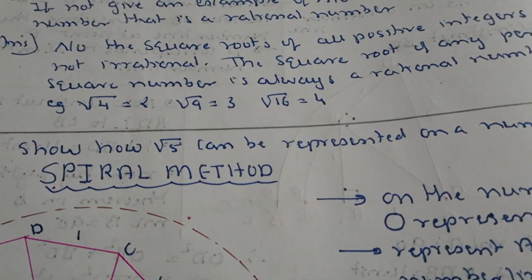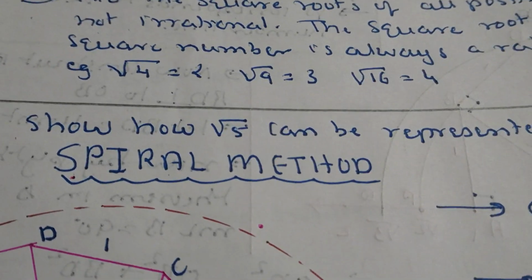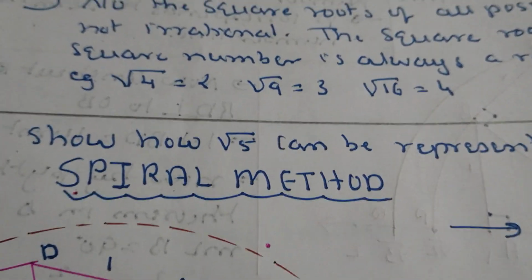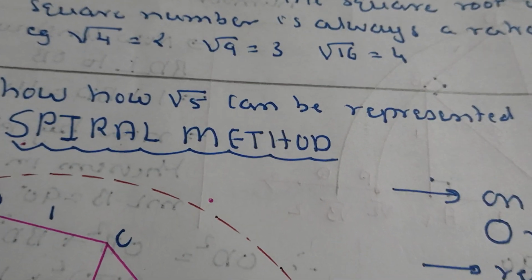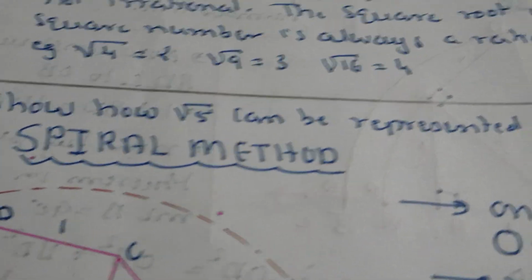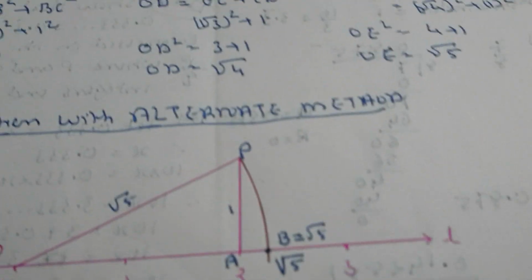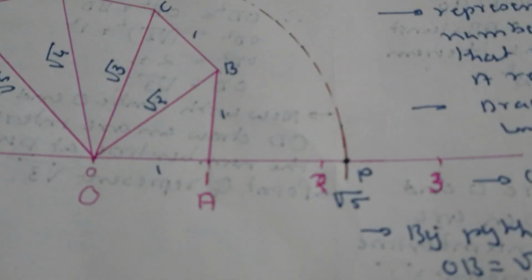Now show root 5 on a number line. That is, there are two methods to show root 5. Already I have shown you root 2 and root 3 before. In the same way, the first is called the spiral method, and the second method is called the alternate method. So first of all, we are going to go with the spiral method.